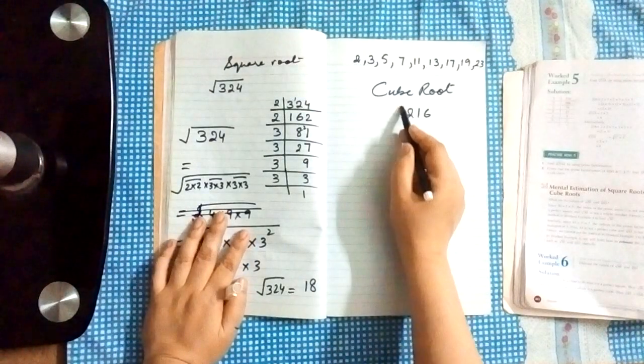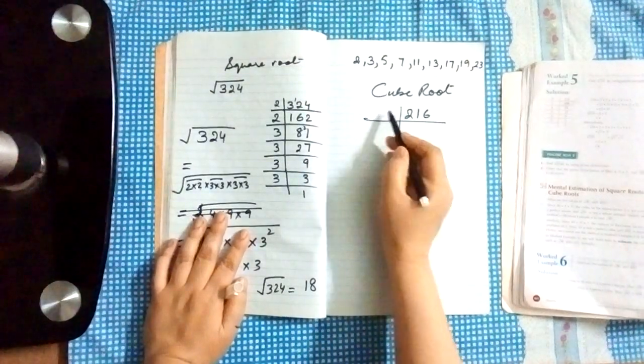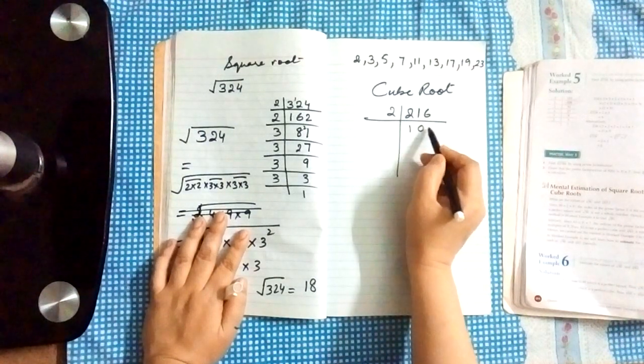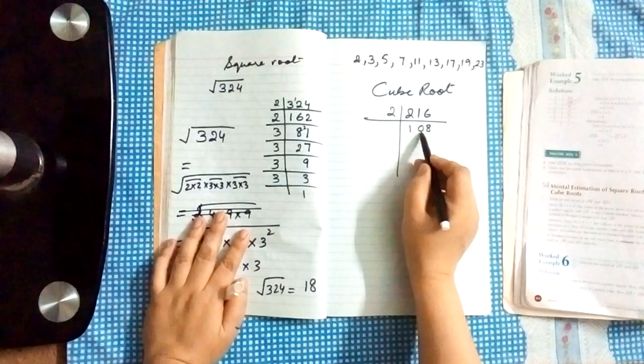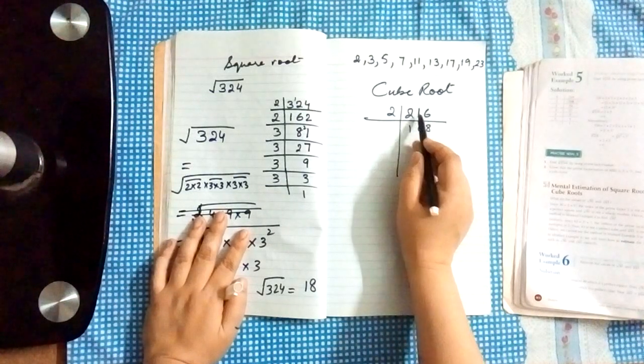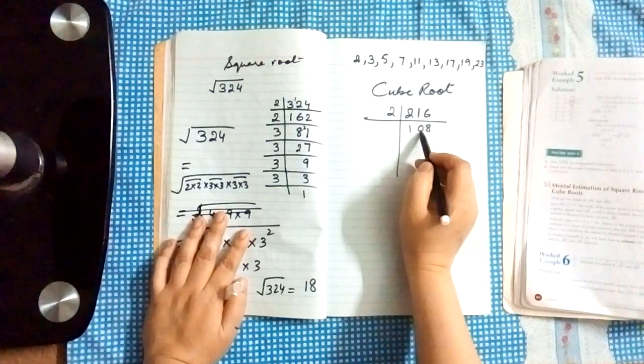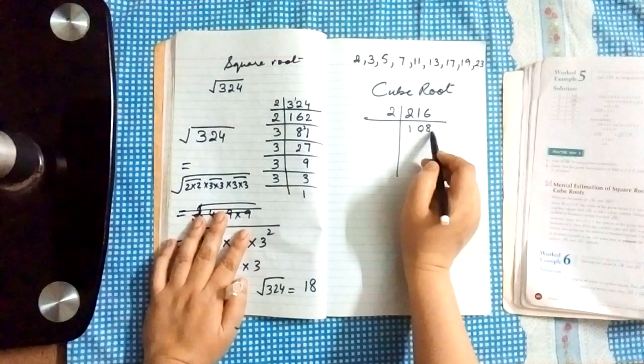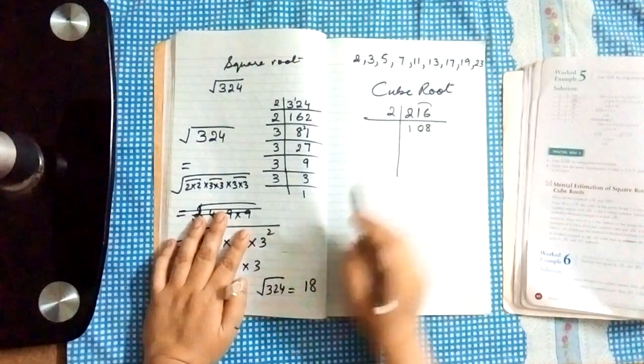Okay, we know that we can divide it with the table of 2. 2 ones are 2, 2 eights are 16. We have to write 0 over here because 1 does not come in the table of 2. 1 is not divisible by 2, so we will write 0 here, and 2 eights are 16.